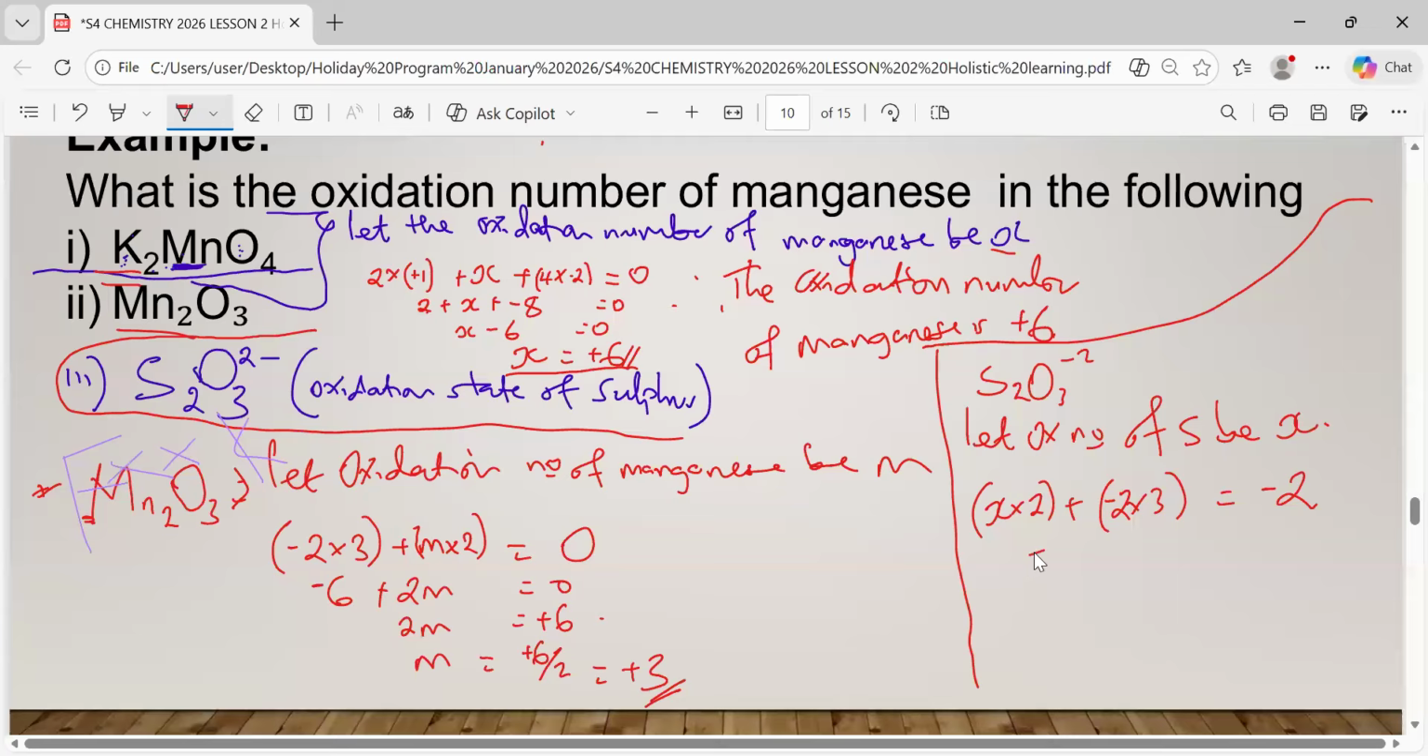So it becomes 2x minus 6 is equal to -2. 2x is equal to 4. X is equal to 4/2, which means X is equal to positive 2. We don't need to leave out this positive sign, because if we leave it out, that will not be an oxidation number. We say that an oxidation number should be positive, negative, or 0, so there must be a charge somewhere.